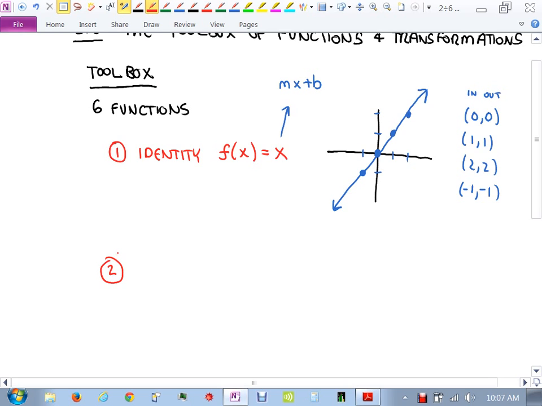Okay, the next one is called the absolute value. This function is very similar to the identity, except that instead of x, it's the absolute value of x.